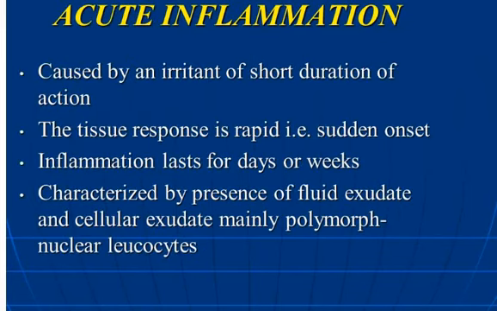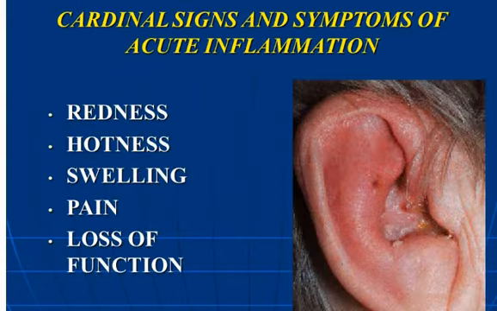Antigens. Acute inflammation is caused by an irritant of short duration of action. The tissue response is rapid, i.e. sudden onset. Inflammation lasts for days or weeks. Characterized by presence of fluid exudate and cellular exudate, mainly polymorphonuclear leukocytes. Cardinal signs and symptoms of acute inflammation: redness, hotness, swelling, pain, loss of function.